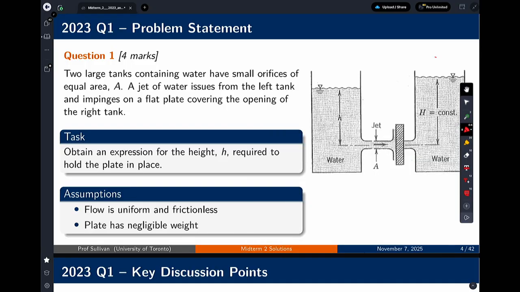Okay, so I have two large tanks. They contain water. One tank is emptying out. The other one is in static equilibrium, so the fluid is just stuck there. And we've placed a plate right here. That plate is being impacted by a jet from the tank on the left. Obtain an expression for H required to hold the plate in place. Flow is uniform, frictionless, plate has negligible weight.